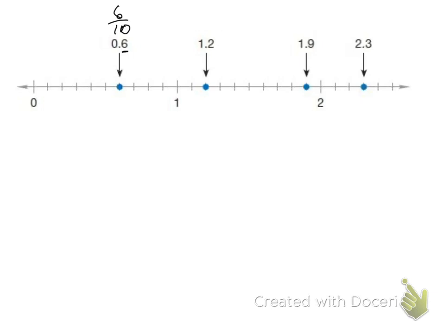Remember, the first decimal place is the tenths place. The next one is pointing at 1.2 because they're at 1, and then it goes 1, 2. So it's 1 and 2/10. This one is 1 and 9/10, or 1.9, and 2 and 3/10, or 2.3. So this would be 1 and 2/10. This would be 1 and 9/10. This would be 2 and 3/10.